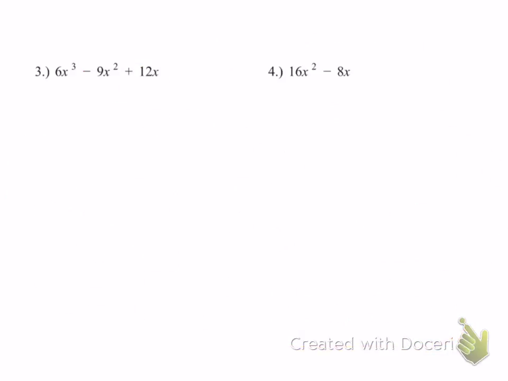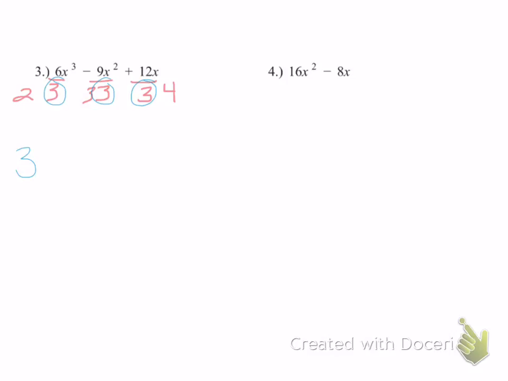So let's look at number 3. So we've got 6, 9, and 12. Well, if we look at 6, 9, and 12, I know that 6 is 2 times 3. I know that 9 is 3 times 3. And I know that 12 is 3 times 4. Well, I've got a 3 here, 3 here, 3 here. So I'm going to take out that 3.